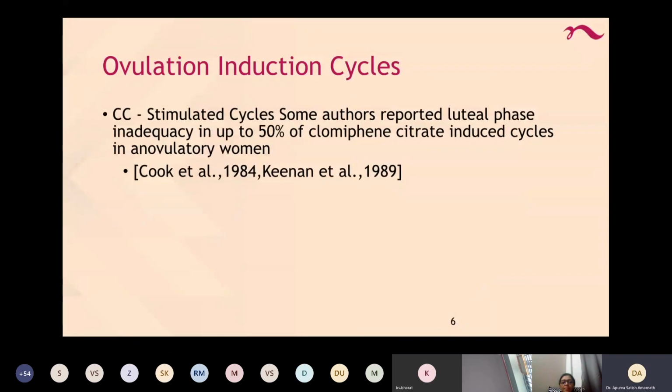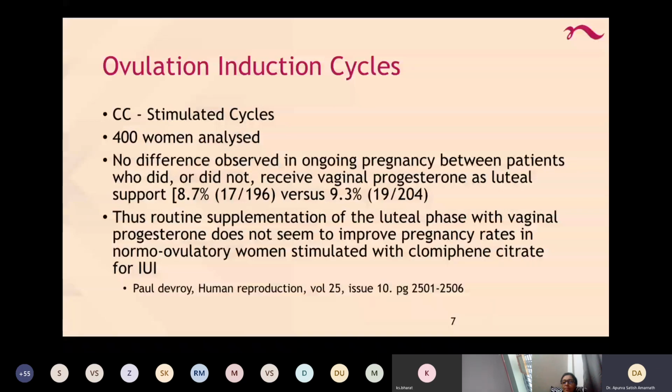So in ovulation induction cycles, in CC stimulated cycles, up to 50% of CC induced cycles in anovulatory women have luteal insufficiency. This is another paper. It showed that in CC stimulated cycles, there is no difference in ongoing pregnancy between patients who did or did not receive vaginal progesterone as luteal support. That is 8.7% in women who did not receive versus 9.3% in women who did receive luteal support. Thus, routine supplementation of the luteal phase with vaginal progesterone does not seem to improve the pregnancy rates in normo-ovulatory women stimulated with CC for IUI.